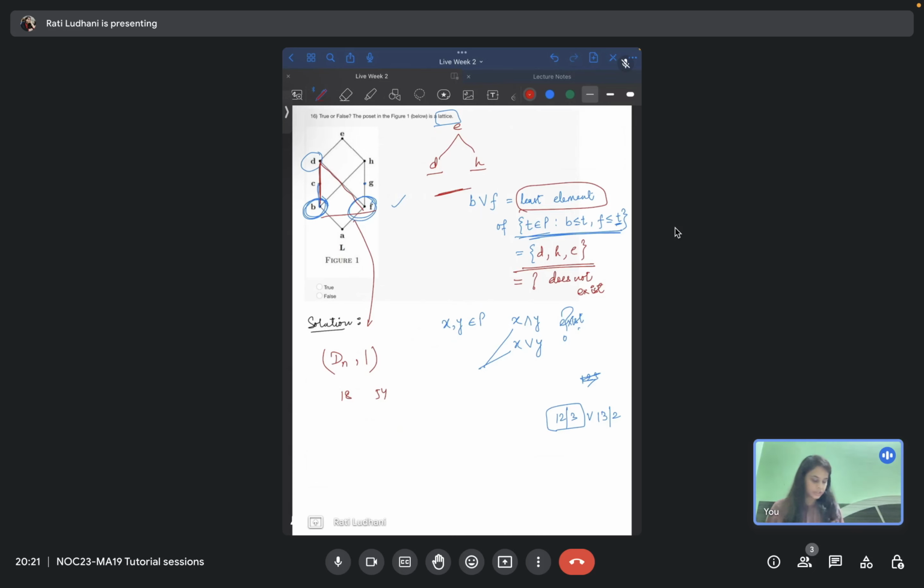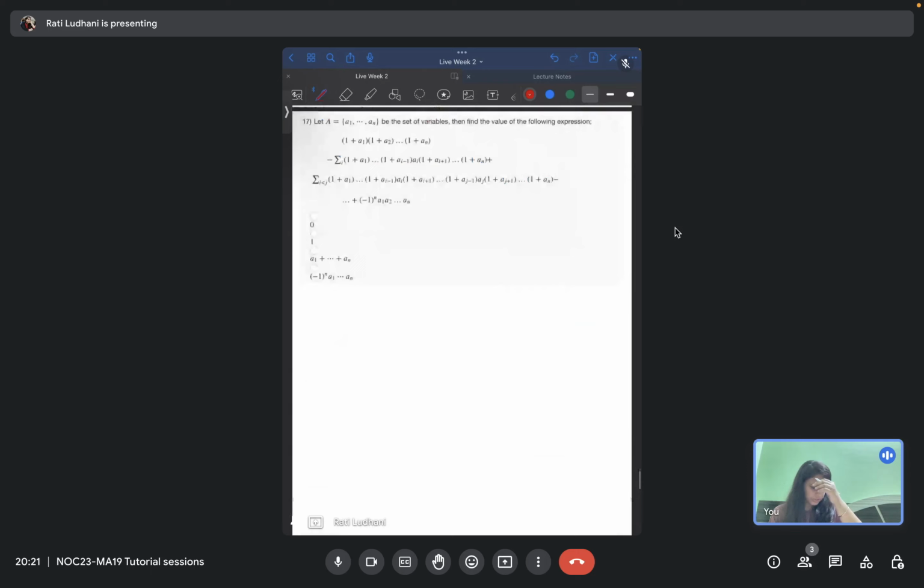So divisibility many of the times fails in terms of lattice. Not every, but many of the times. Whenever you have different prime factors, like 54 has 3 and 2 as prime factors, there it will happen. Okay, great. Question 17 you can try.